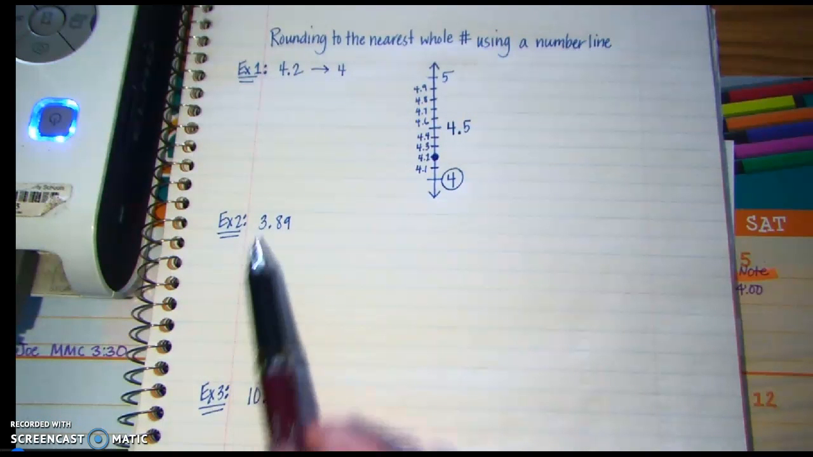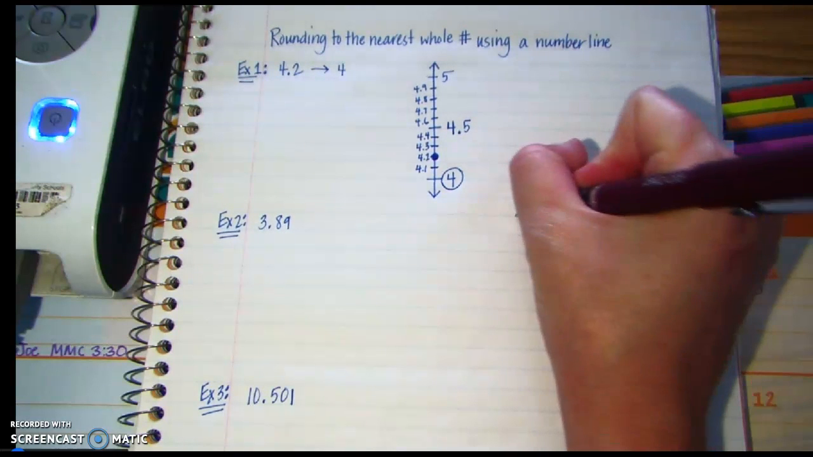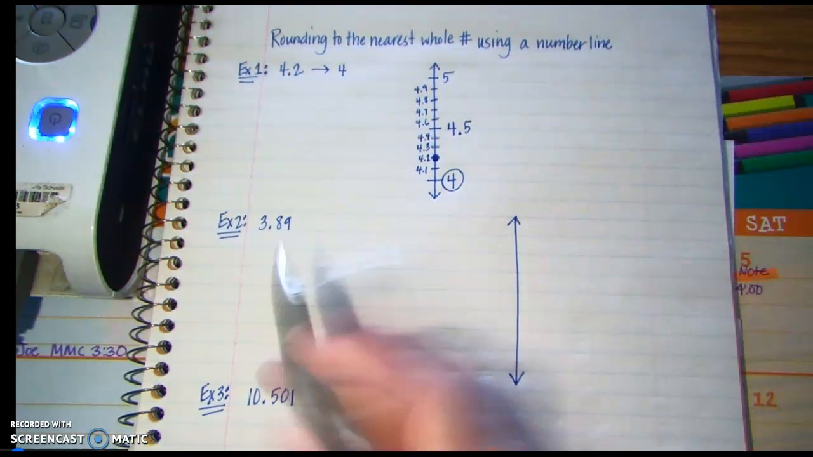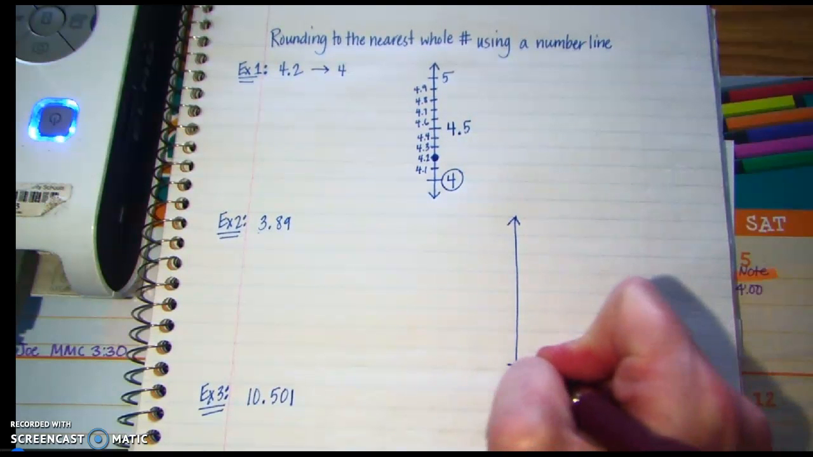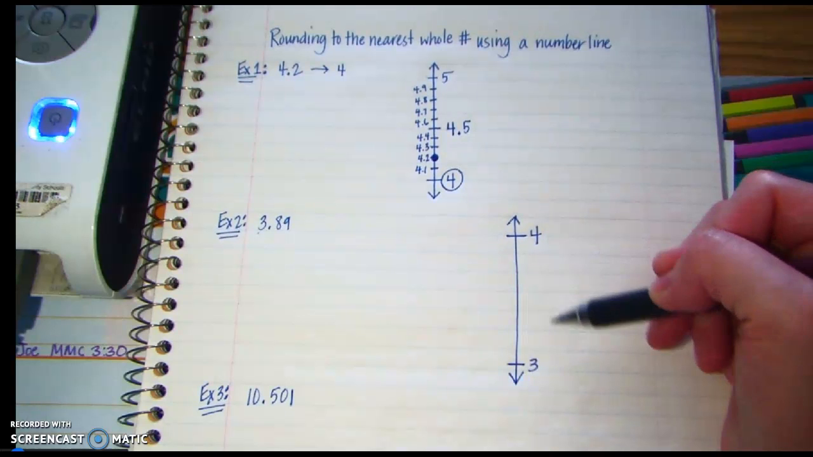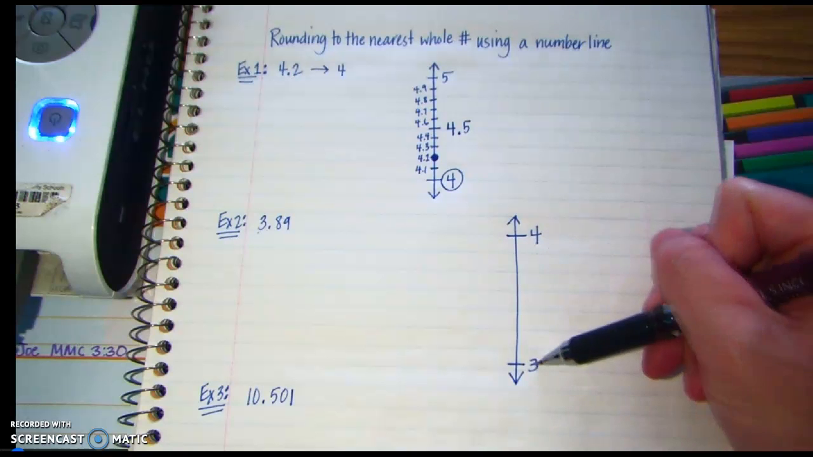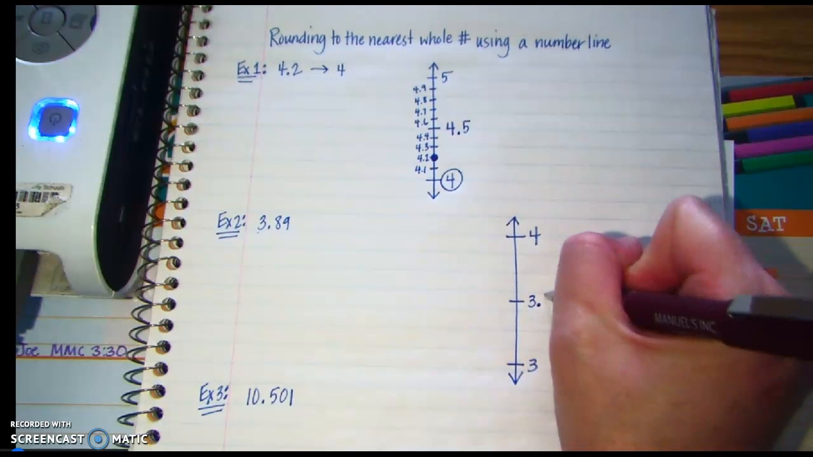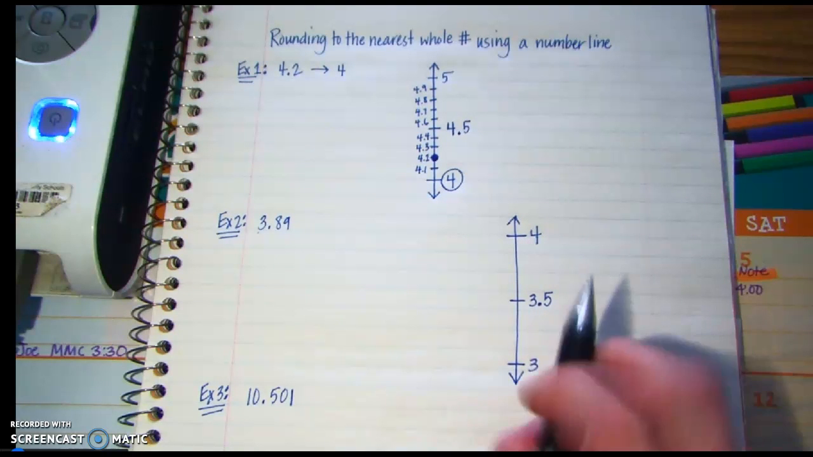Okay, so in example 2, we have 3 89/100ths, but we're still just rounding to the nearest whole or the nearest ones place. So our number line is going to start at this whole number 3 and go up to the next whole number, which would be 4. And then because we're rounding to the nearest ones place, we partition it into tenths. So the midpoint between 3 and 4 would be 3 5/10, or 3.5.